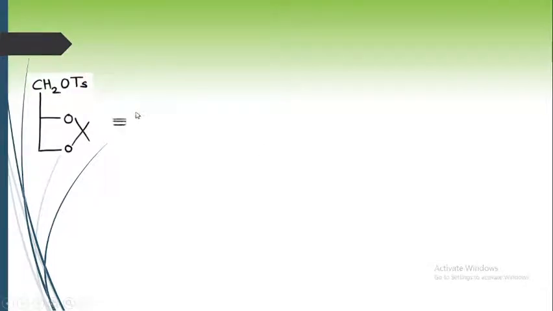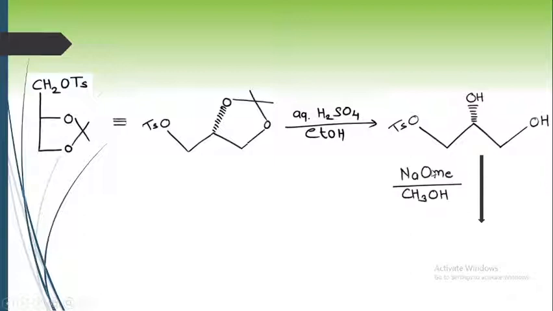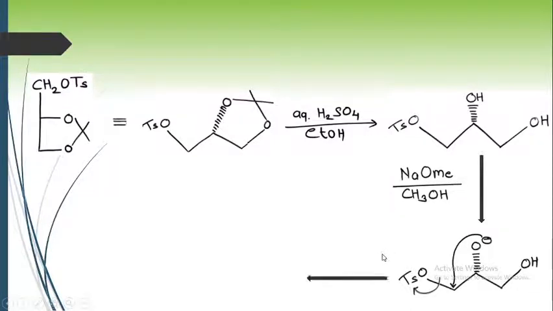Then, this is the structure. After the reaction with aqueous H2SO4, deprotection takes place and we get two types of alcohol. This is the primary alcohol and this is the secondary alcohol. When it is reacted with NaOMe, sodium methoxide, there is an abstraction of this proton and removal of the OTs group. OTs is a good leaving group, therefore it can easily be removed, and we get the product like this.